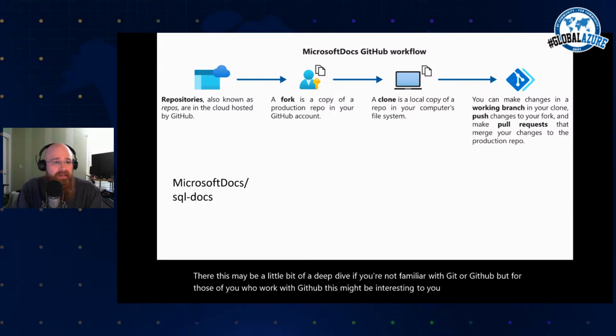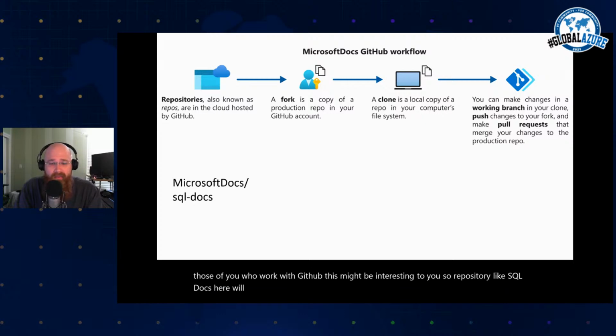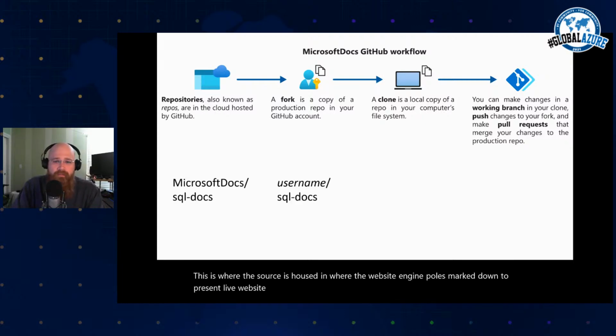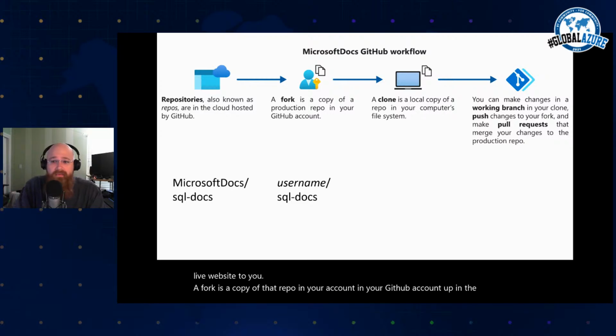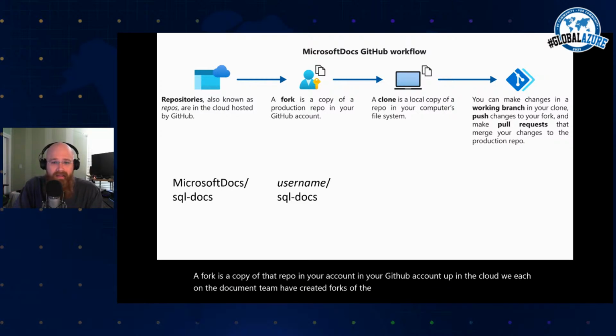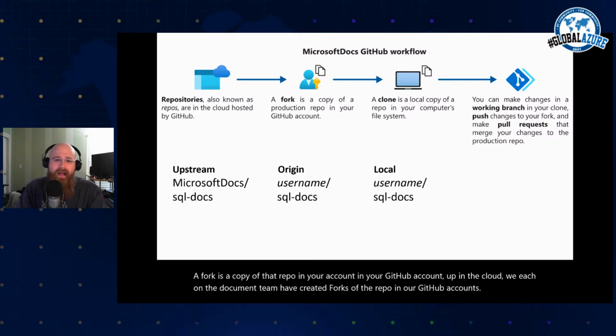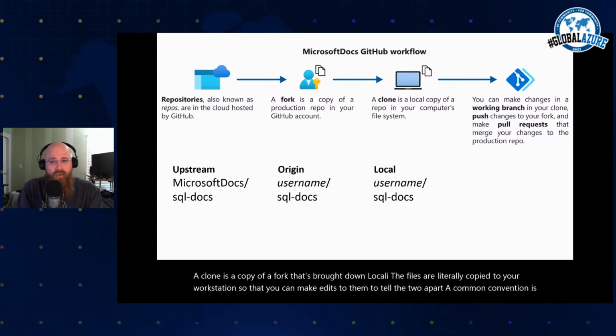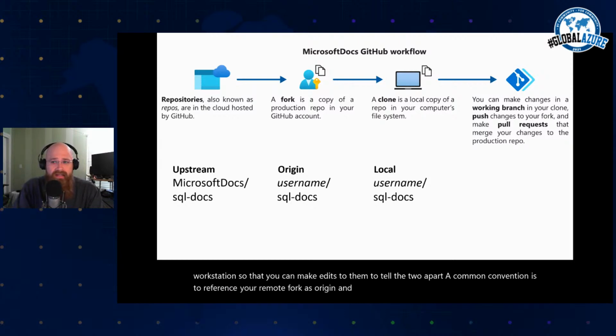So a repository like SQL Docs here we'll use as an example, but there's many other repositories. This is where the source is housed and where the website engine pulls Markdown to present the live website to you. A fork is a copy of that repo in your GitHub account up in the cloud. We each on the document team have created forks of the repo in our GitHub accounts. A clone is a copy of a fork that's brought down locally. The files are literally copied to your workstation so that you can make edits to them. To tell the two apart, a common convention is to reference your remote fork as origin and the code base you eventually push to as upstream.